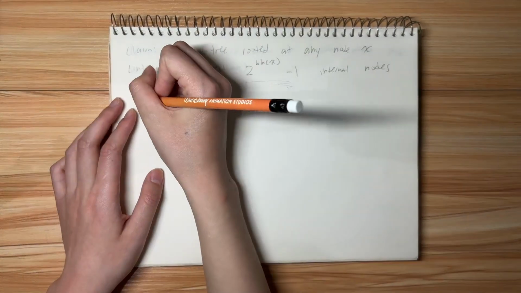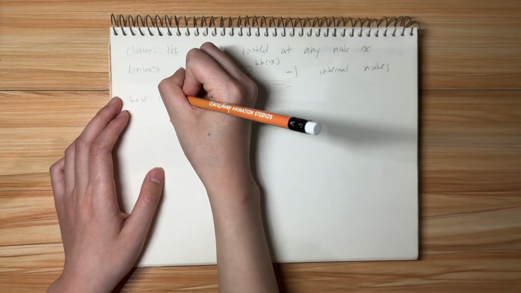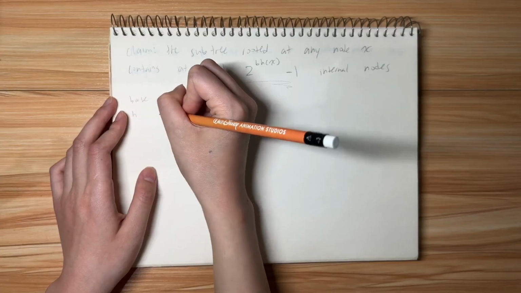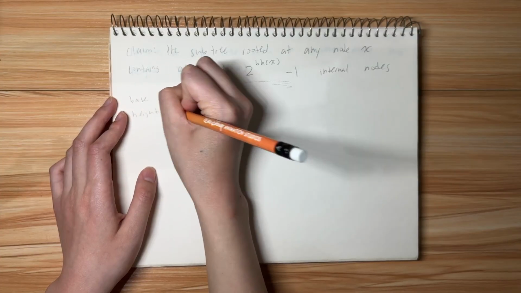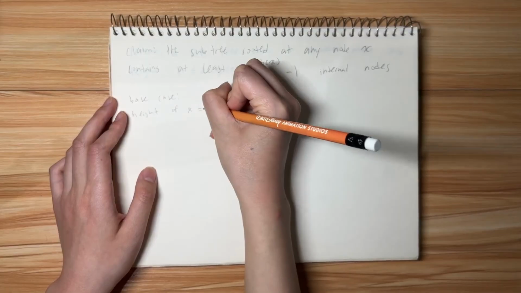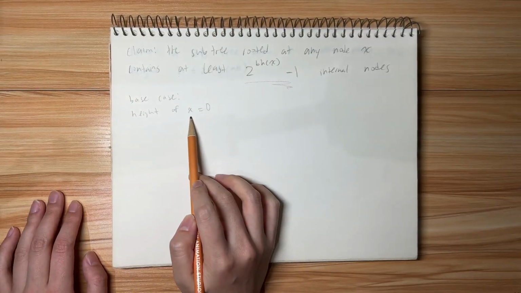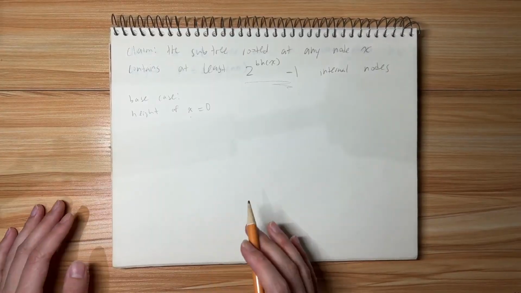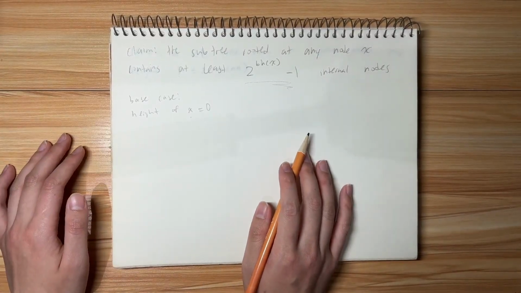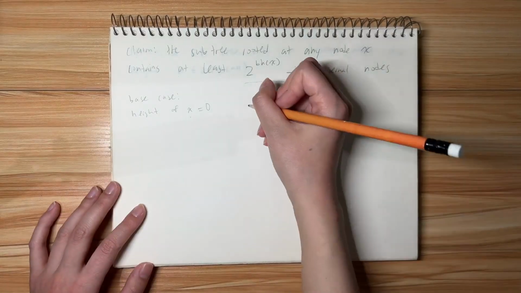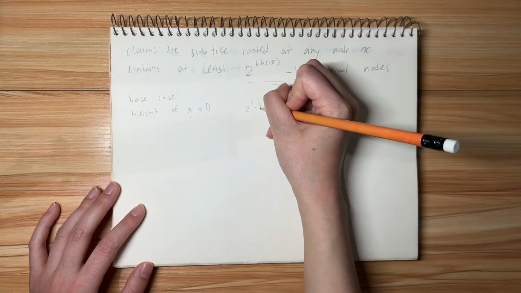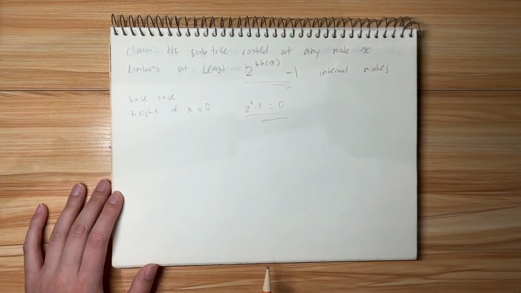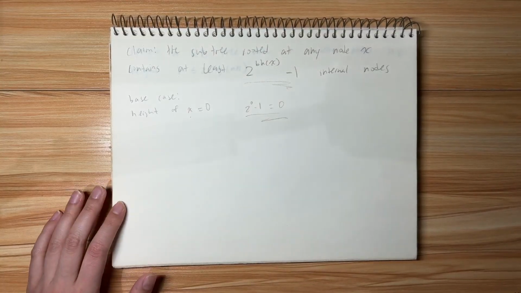All right, let's see. So the base case is when the height of x is equal to 0. If the height of x is 0, that means x is a leaf. So any subtree rooted at x just has 0 internal nodes, because remember, 2 to the 0 minus 1 is just 0. So that has 0 internal nodes.